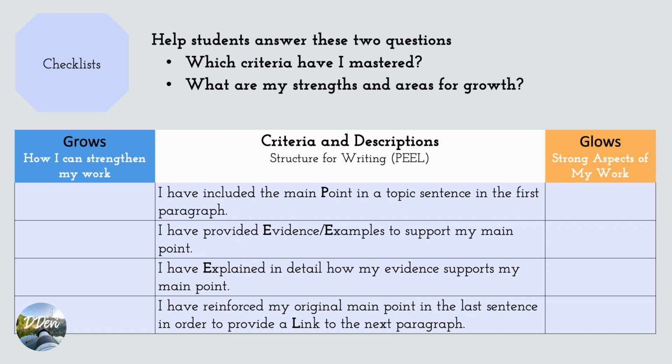We often use checklists for students to understand the steps they need to take, or as tools for peer and self-assessment. Checklists are a good approach to allow students to check on their strengths and areas for growth. They can be used for self as well as peer assessment. Here you have an example of a checklist used for the structure of writing Peel.